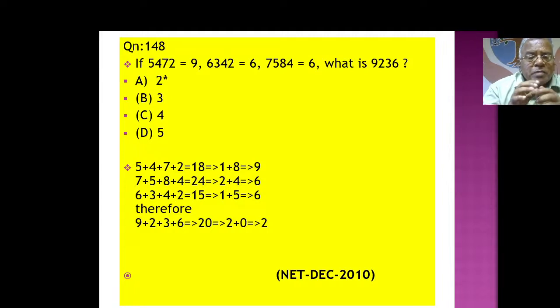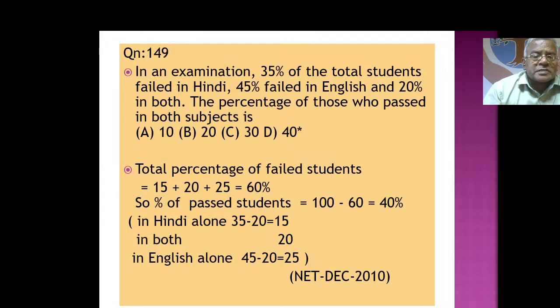Therefore 9 plus 2 plus passed in both subjects is what? Okay, that is the question. Okay. So 35% of the total students failed in Hindi. So just take the total percentage of all failed students.